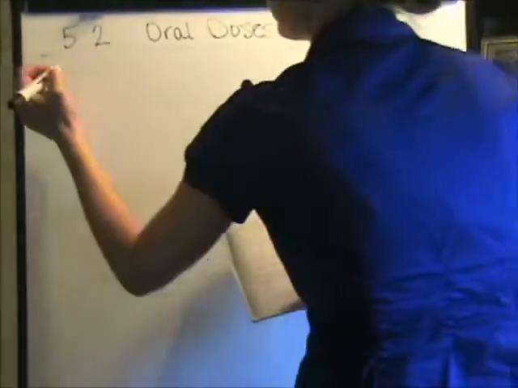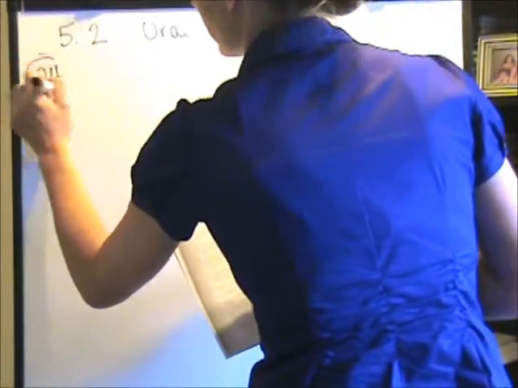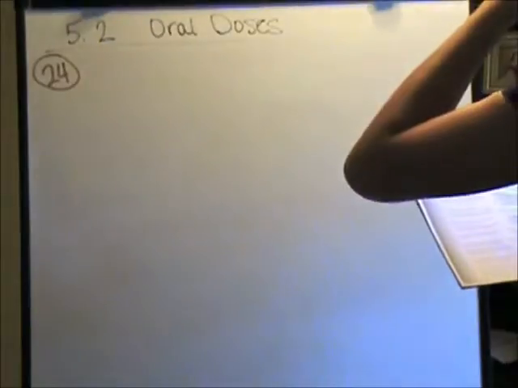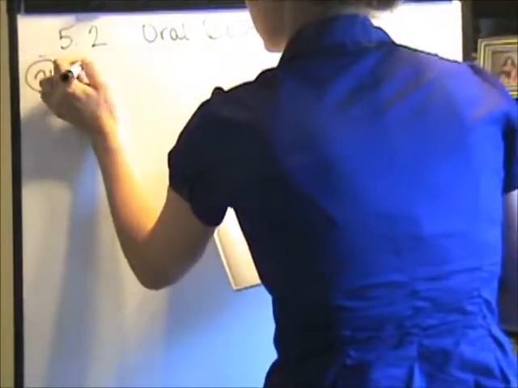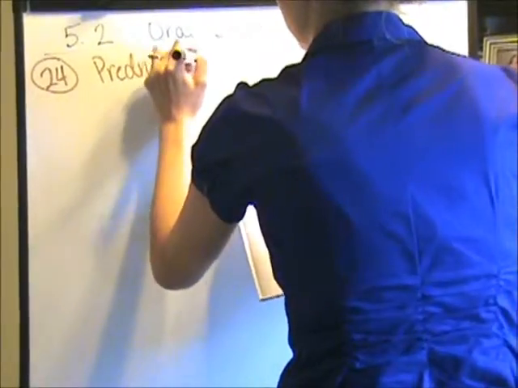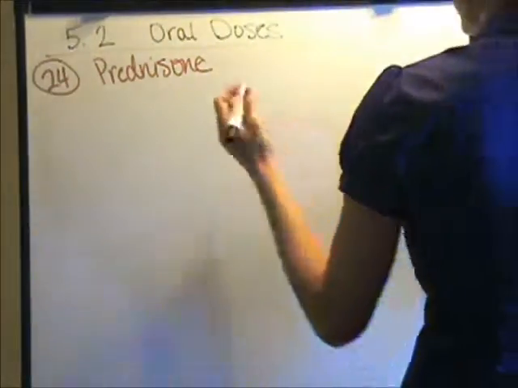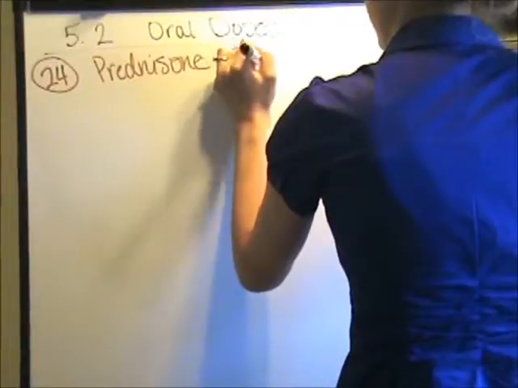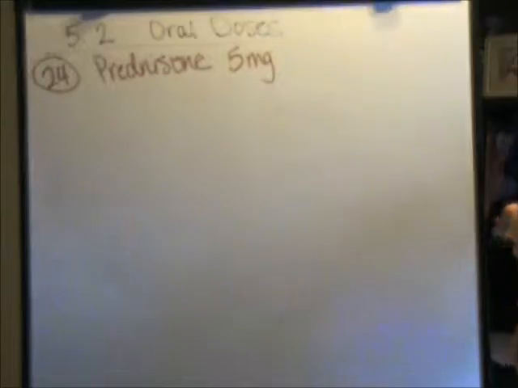Let's look at number 24. This is going to be a good example of a prescription that you're going to see a lot in the pharmacy. And this is prednisone. And a lot of times these dosings are tapered. And so you're going to have a different dose for every single day.